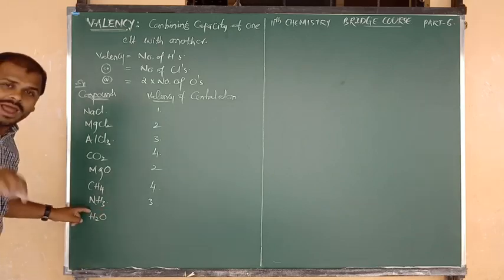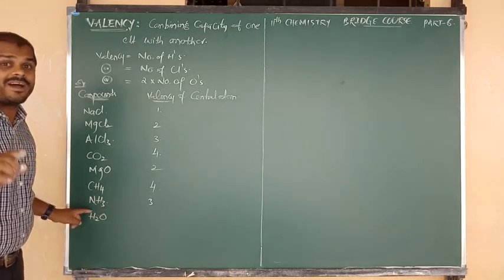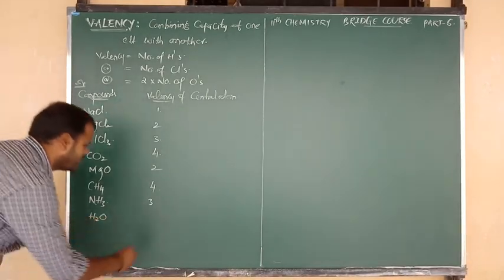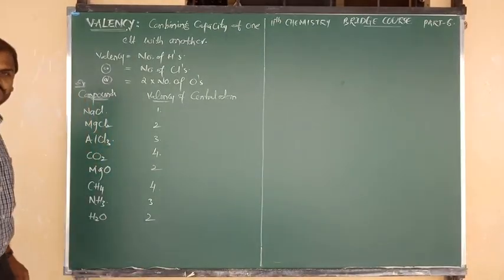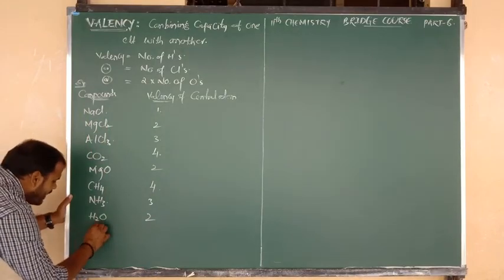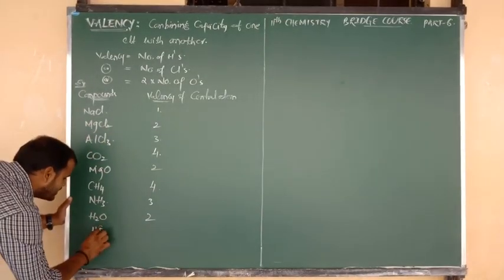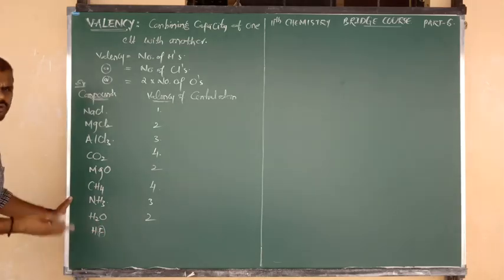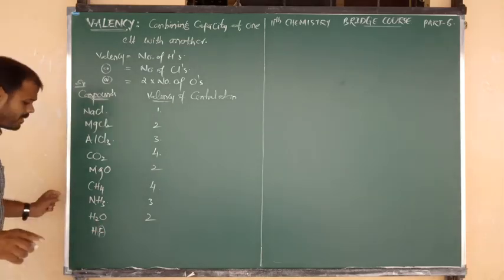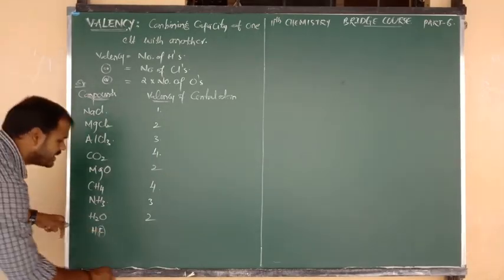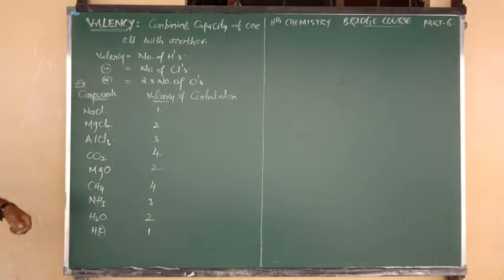But in the water molecule, oxygen is the central atom. Oxygen can combine with 2 hydrogen, so the valency of oxygen is 2. Next is the HF molecule, hydrogen fluoride. Here the central atom is fluorine, though we can consider either as central, no problem. One hydrogen can combine with one fluorine, so fluorine's valency is 1.